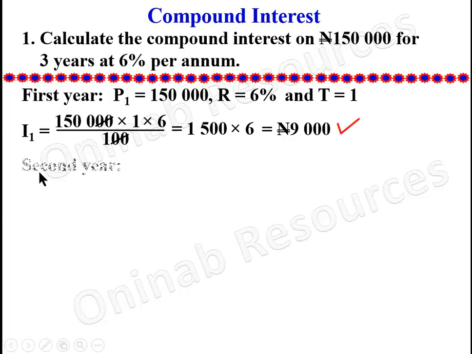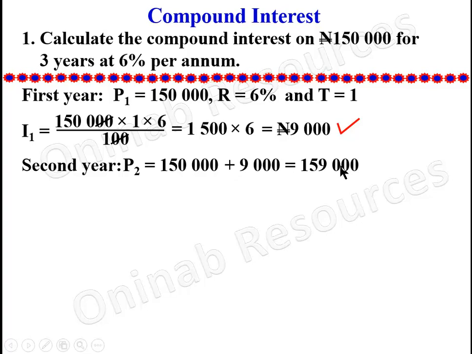We go to the second year. The principal at this point is 150,000 plus the interest in the first year, which is 9,000 naira. Then that's going to give us 150 plus 9, 159,000 naira.